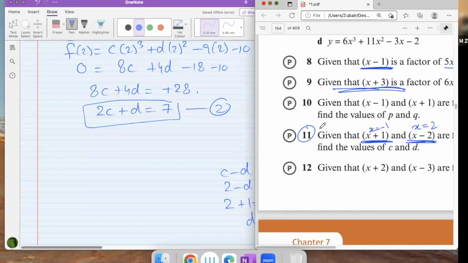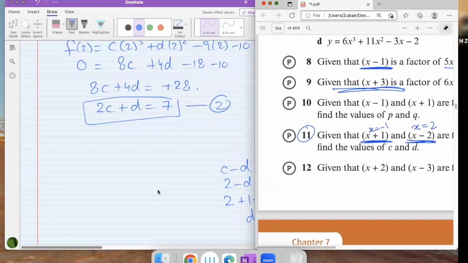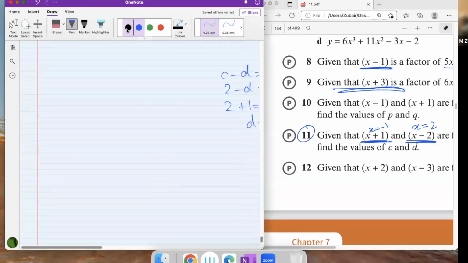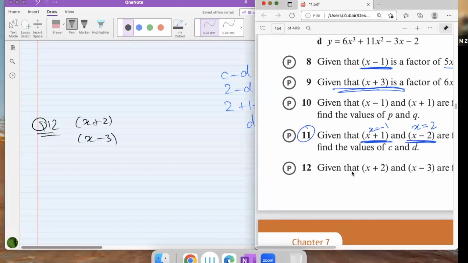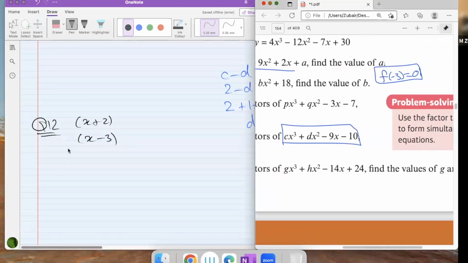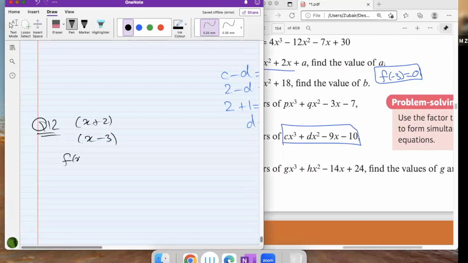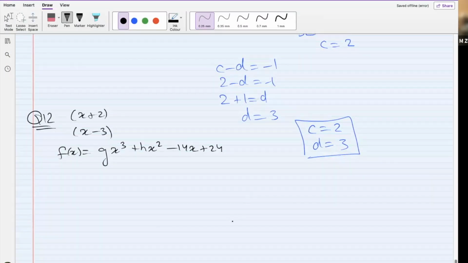Can you try question 12 with me? Factors are x plus 2 and x minus 3. Question 12. Factors are x plus 2 and x minus 3. And the polynomial is f of x is gx cube plus hx square minus 14x plus 24. These are the two factors. Find the equations, and then solve for G and H.